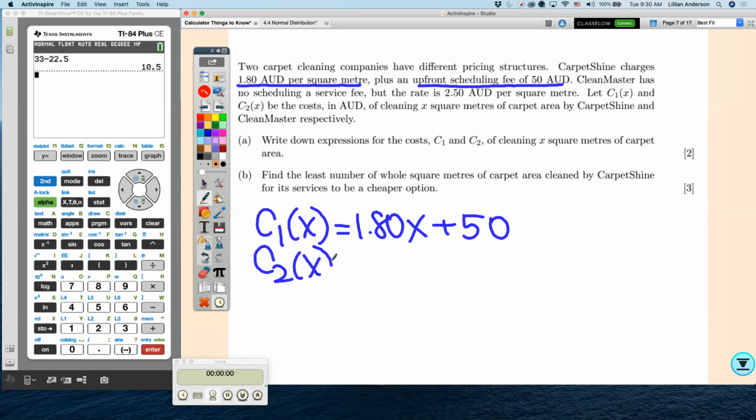The second company, do they charge a scheduling fee? But they charge how much? So this could be another system where C1 and C2 are Y. These will be your two equations, and it says find the least number of whole square meters of carpet area cleaned by Carpet Shine, AKA the first company, for its services to be the cheaper option. What does that mean?